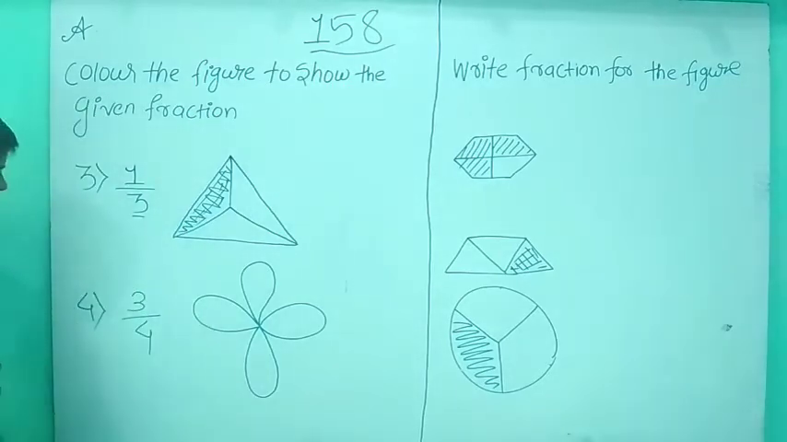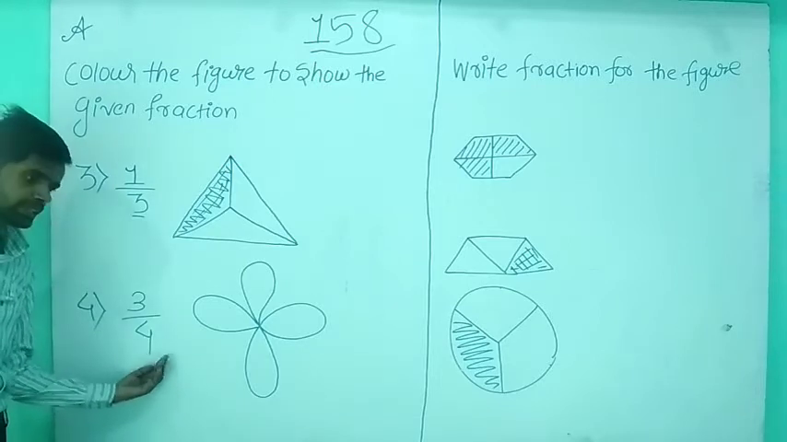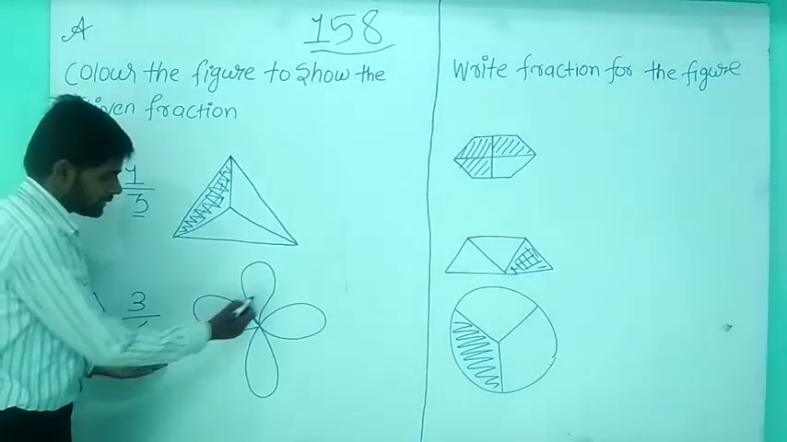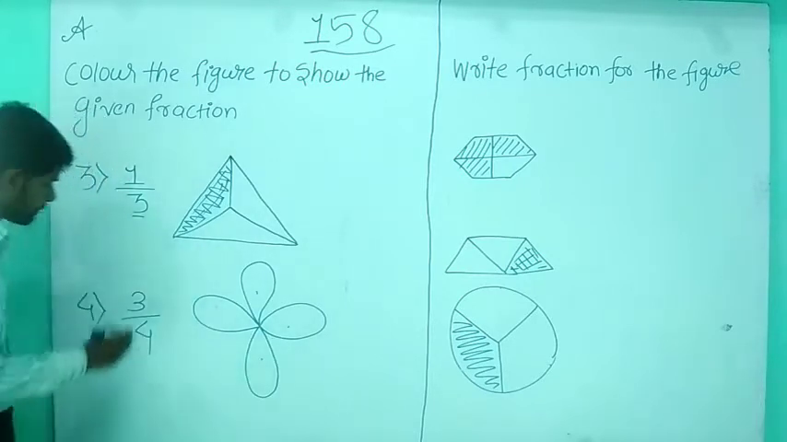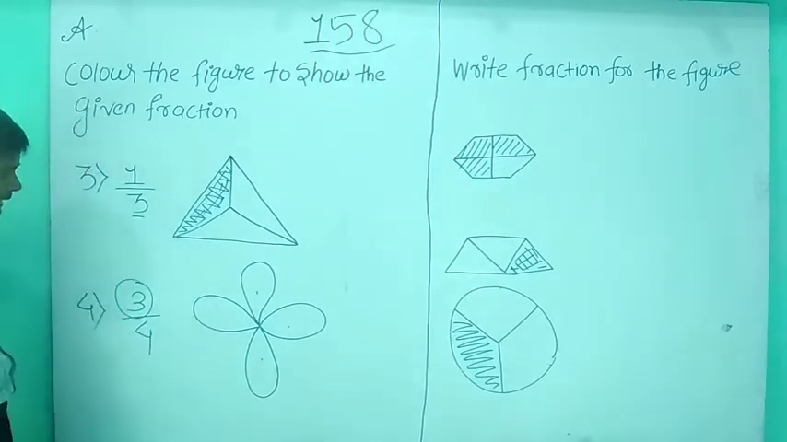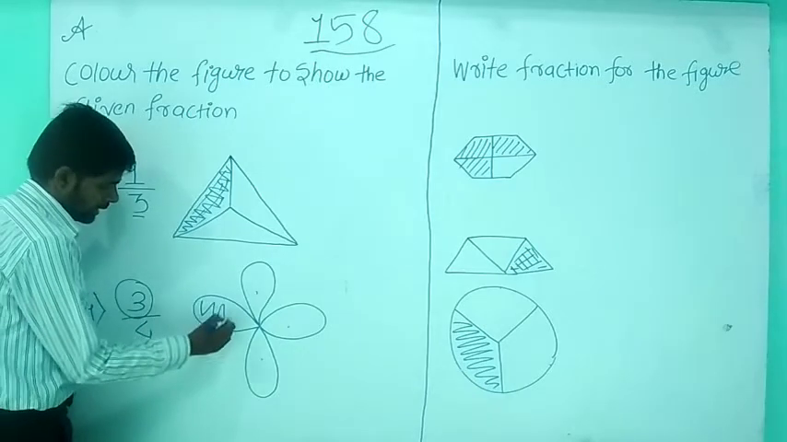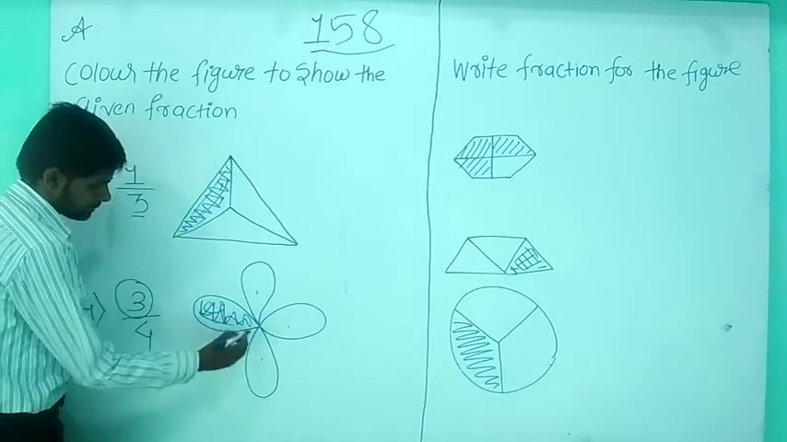Now I am taking the question number 4. There is 4 in the denominator. That means there is 1, 2, 3, 4. Total number of parts is 4. But 4 में से हम लोग कलर करेंगे 3. So 1 को मैंने कलर कर दिया.